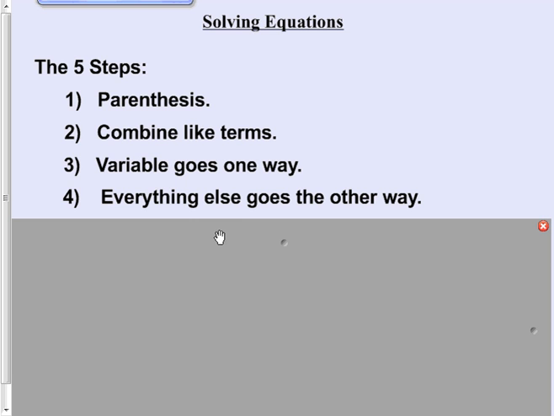Now in step 3, you made a decision to send your variable one direction or the other in the problem. And in step 4, everything else is going to head the opposite direction. So for example, if in step 3 your variables went left, then everything else that is not a variable is going right.